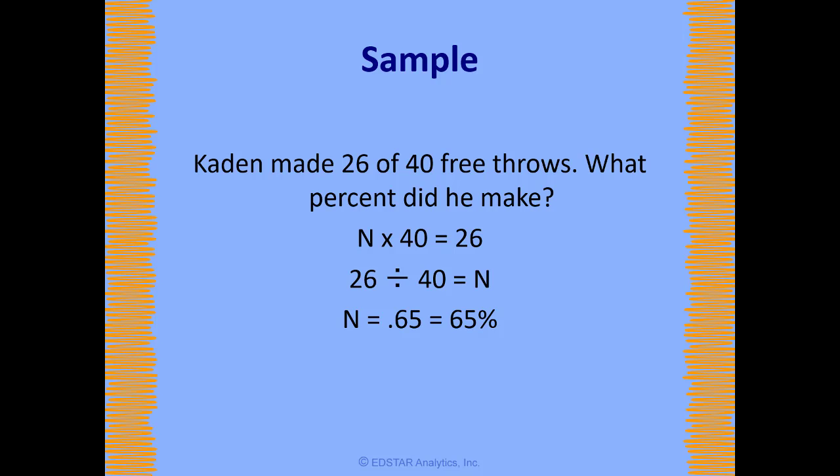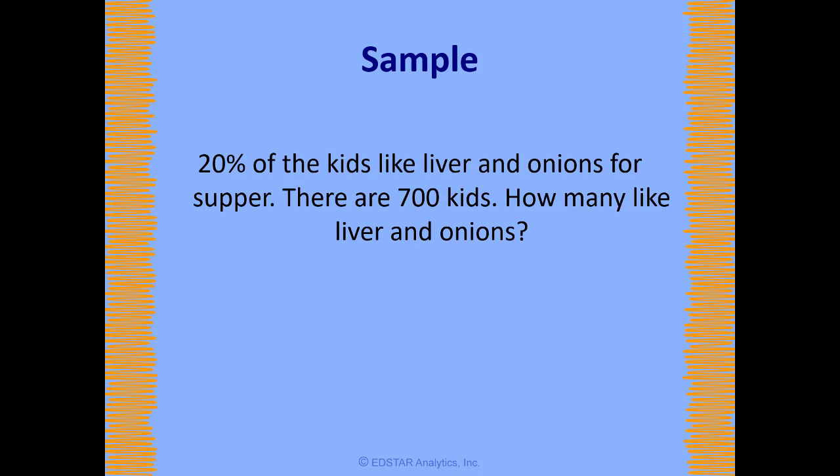And then, of course, we can divide 26 by 40 to get n, and that's 0.65. But we should probably write the answer as a percent. That is 65%.